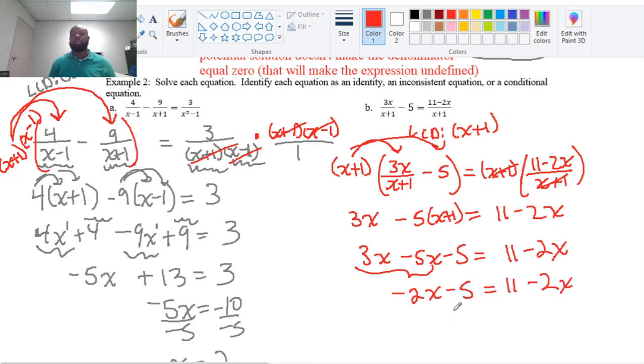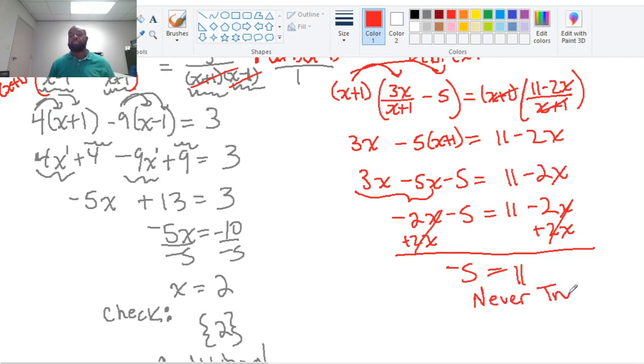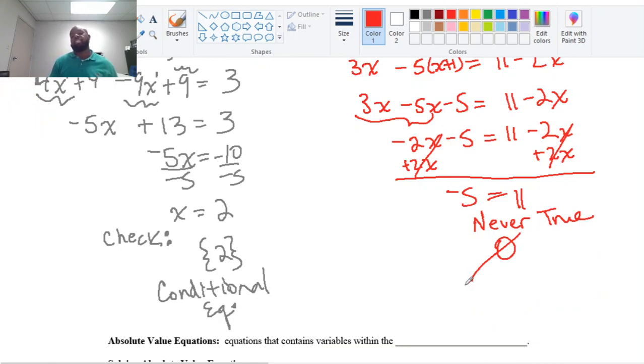Let's add 2x to both sides. Oh, shoot. What's happening here? When I add 2x to both sides, they cancel here. I get negative 5. They cancel there. I get 11. This is never true. So my solution set is the empty set, which means there's no solution. This equation is inconsistent. All right.